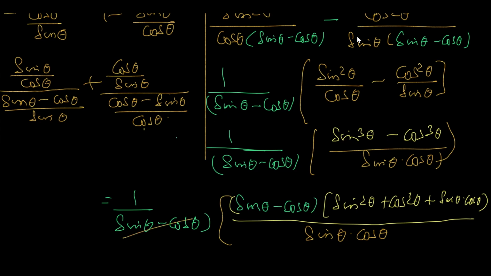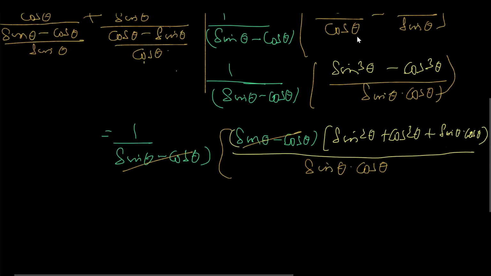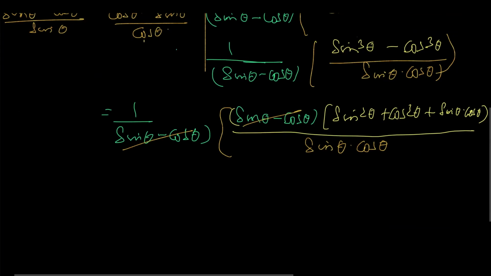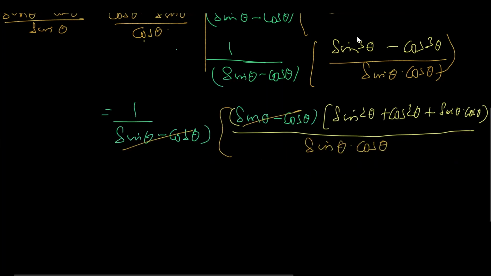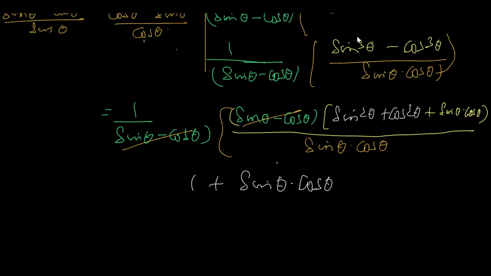So if I cancel this, what are we going to get over here? And what about this sine square plus cos square? We know that sine square plus cos square is 1, right? So we can replace this with 1. So we have 1 over here plus sine theta dot cos theta, and that whole divided by sine theta into cos theta.